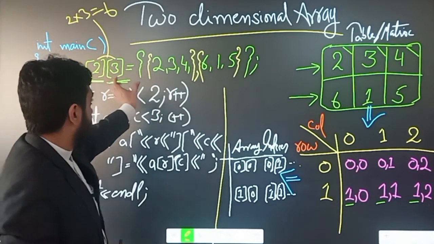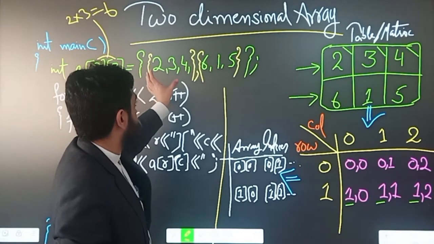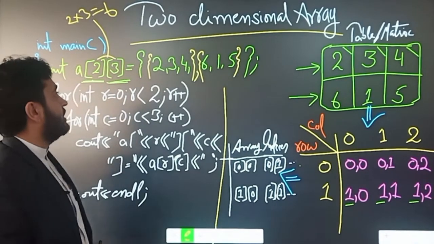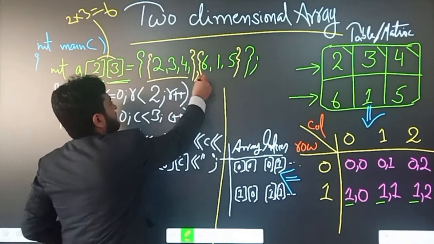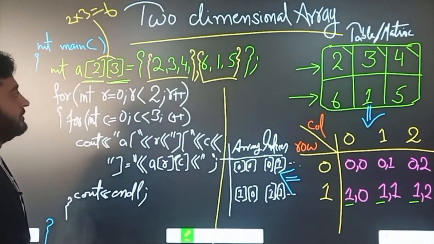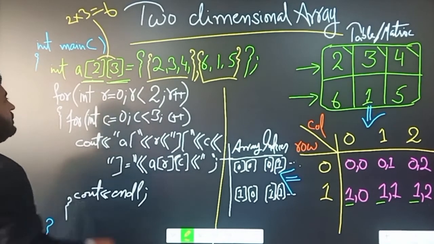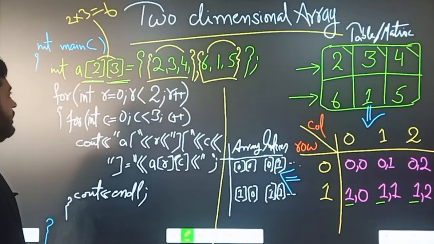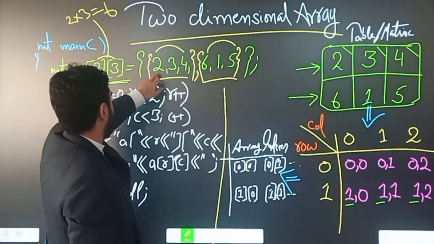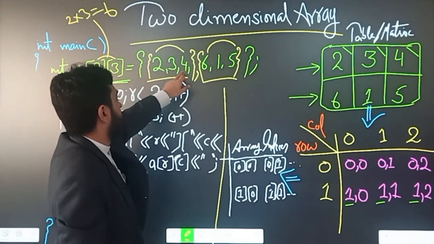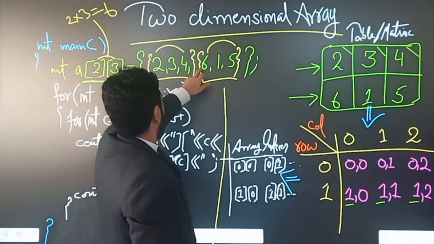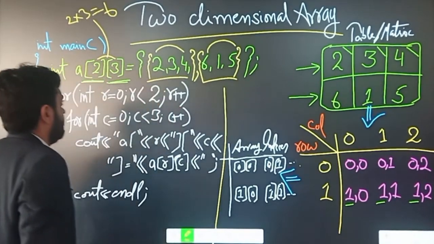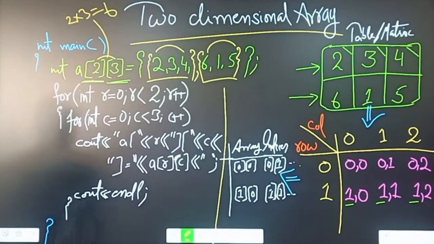Therefore we need to introduce these curly braces inside the curly braces, and these should be introduced for the rows, separated by comma, remember that. For the first row we have these elements, and for the second row we have these elements. In this way we have assigned 2 in the first position, 3 in the second position, 4 in the third position, and 6 in the fourth position, and similarly in the fifth and sixth position we have assigned value 5.